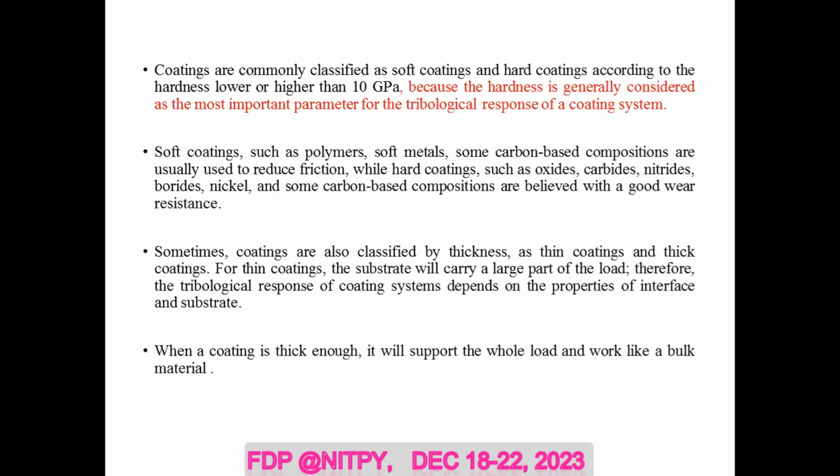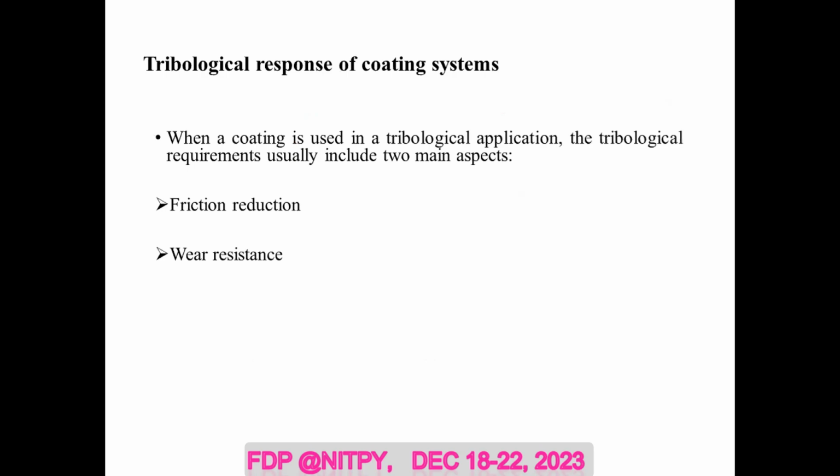The coatings are also commonly classified as soft coatings and hard coatings, according to whether the hardness is lower or higher than 10 gigapascal, because hardness is generally considered the most important parameter for the tribological response of coating systems. Soft coatings include polymers and soft metals, while oxides, carbides, nitrides, and carbon-based compositions are believed to have good wear resistance. When a coating is thick enough, it will support the whole load and work like a bulk material, so the coating will act as one of the primary factors in the tribological response.